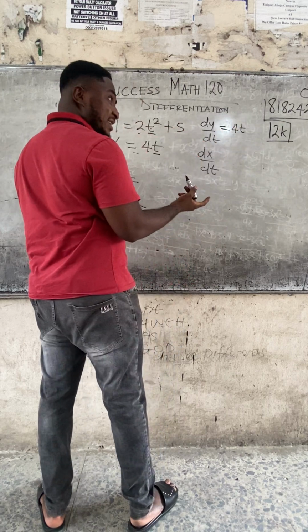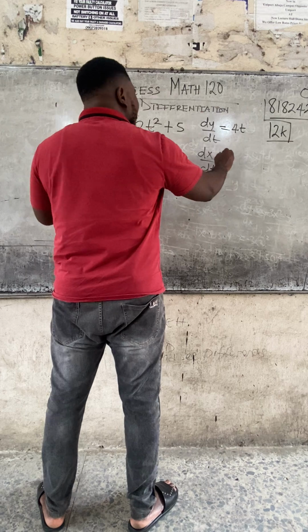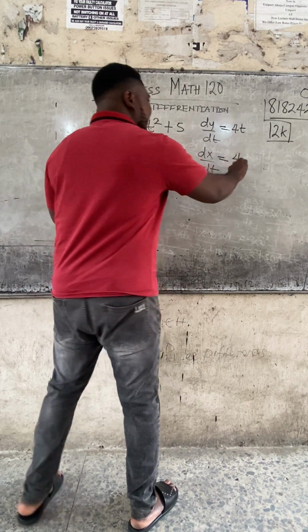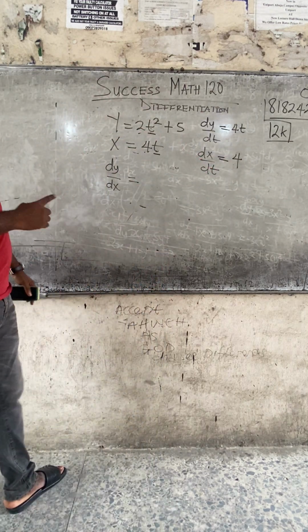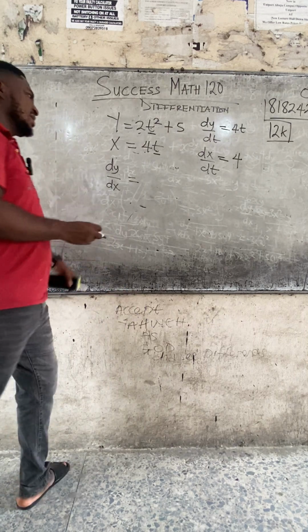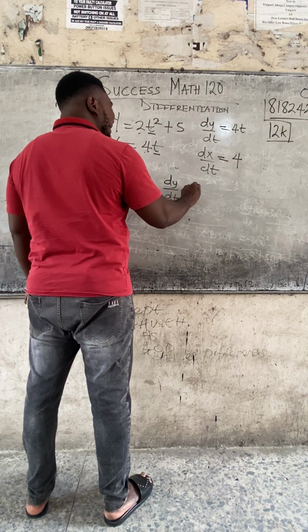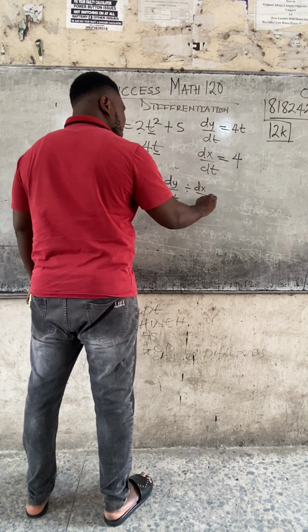You understand, right? Do I need to explain? Differentiate 5, it disappears, right? The x is differentiated to give 4. So dy/dt is 4t, and dx/dt is 4. But we're looking for dy/dx. Class, let's look at this. dy/dt divided by dx/dt will give us dy/dx.